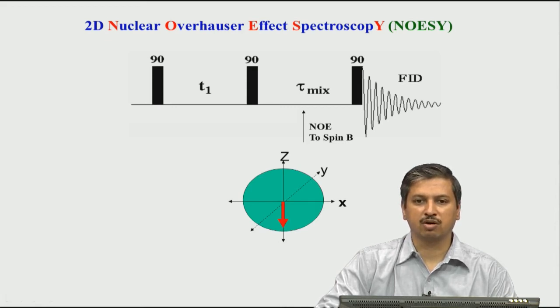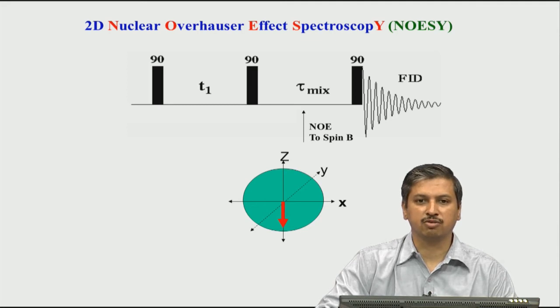If two spins are not interacting with each other, means they are far away, more than 5 or 6 angstroms, there will be no interaction between them through space, and therefore, the energy of the magnetization of A cannot be transferred to B, which means in the final spectrum you will not expect to get any cross peak between A and B. So, this is a very simple idea.